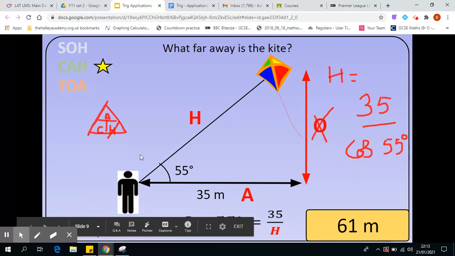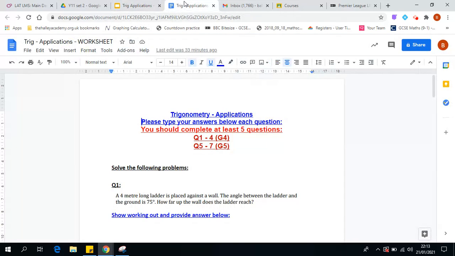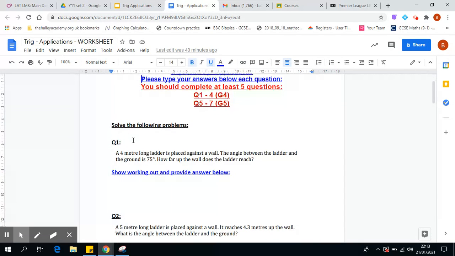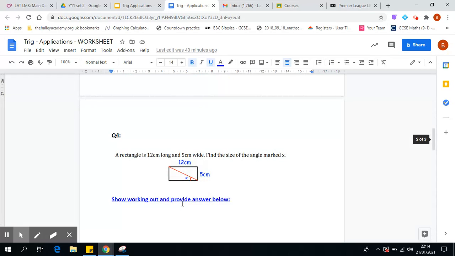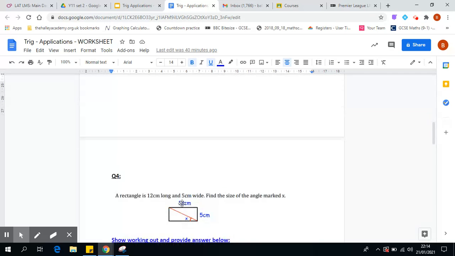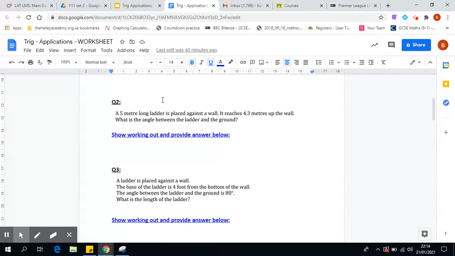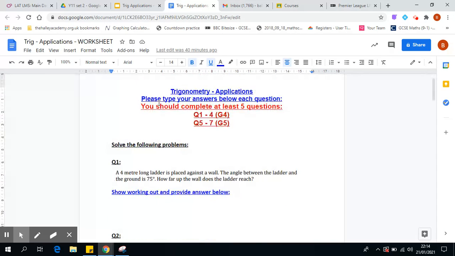Once you have tested those examples, open the worksheet, which is the Trig application worksheet. The questions are provided below. You need to complete 5 questions. What I would suggest is that you draw the triangle and then complete it.